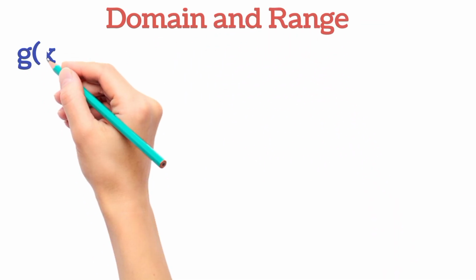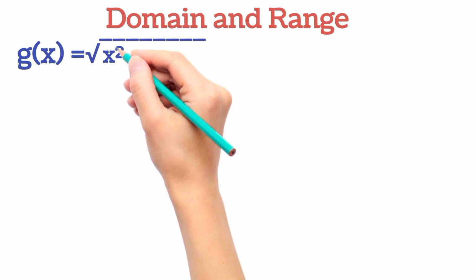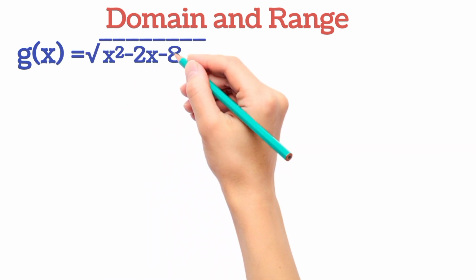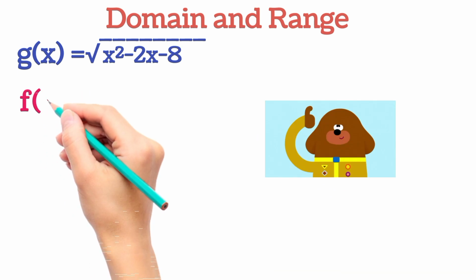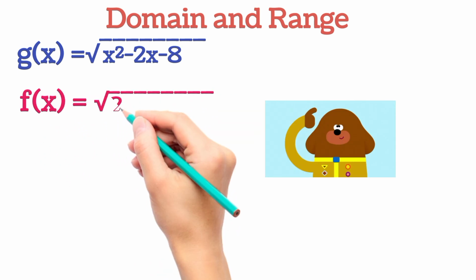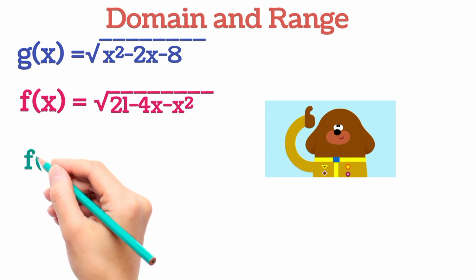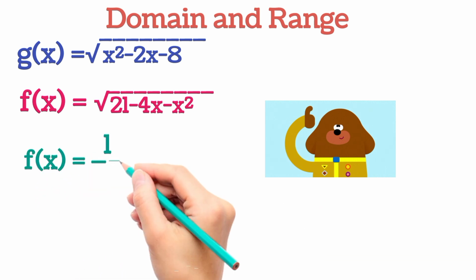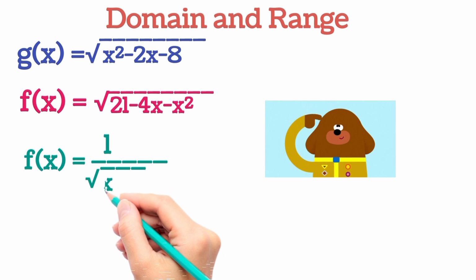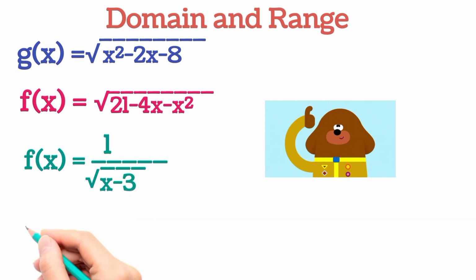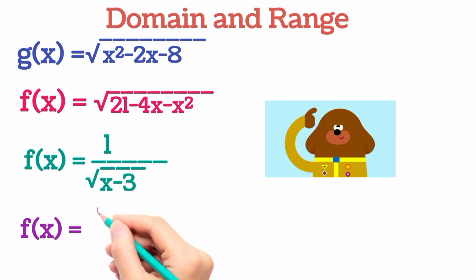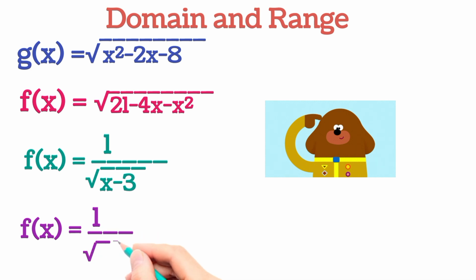Today we are going to find out the range and domain of the following questions. Number 1 is g(x) = square root of x² - 2x - 8. Second is f(x) = square root of 21 - 4x - x². Third is f(x) = 1 divided by square root of x - 3. And the last one is f(x) = 1 divided by square root of 3 - x.